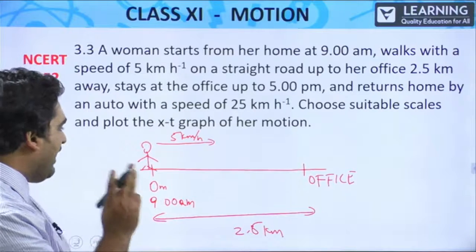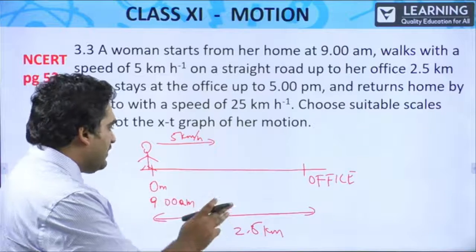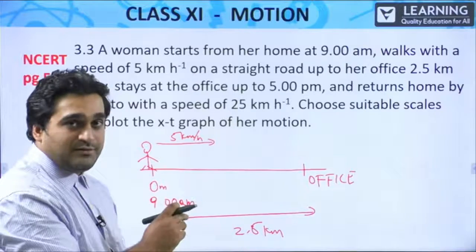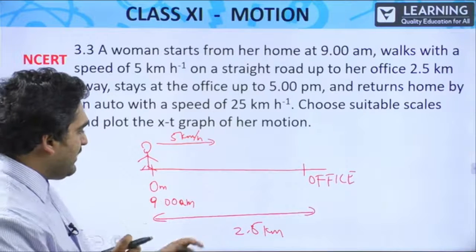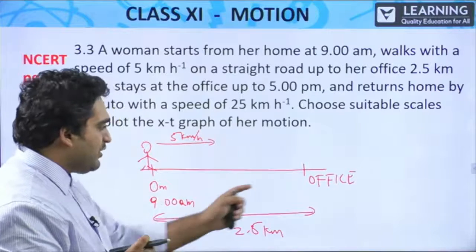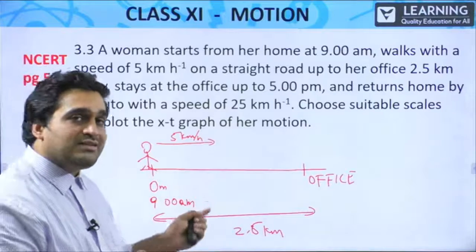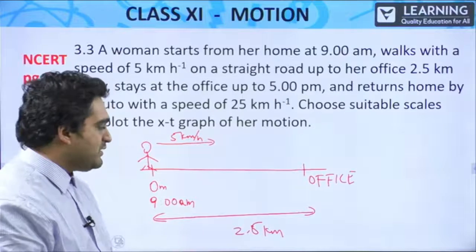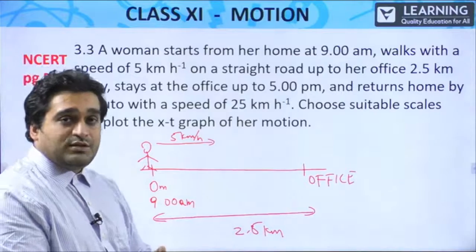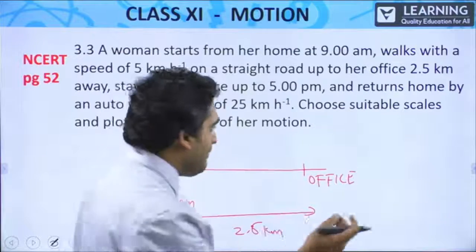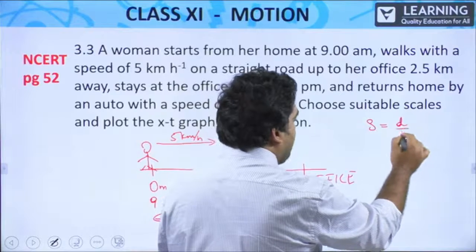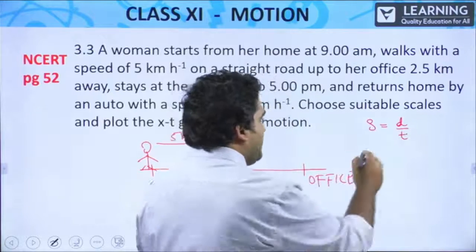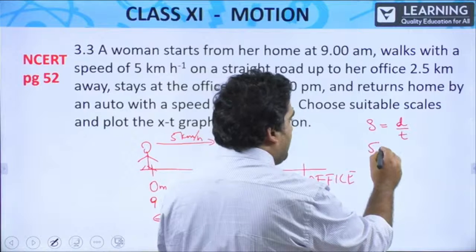Now first, how long does it take for her to reach the office? She is walking at a speed of 5 km per hour and the distance is 2.5 km. How long does it take for her to reach the office? Very simple calculation. We have to find the time from the given data, that speed equals distance by time. Speed is 5 km per hour.